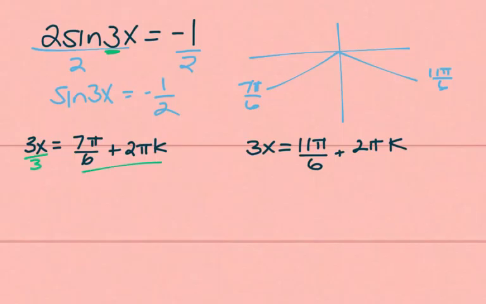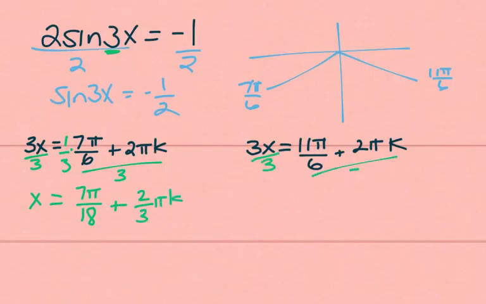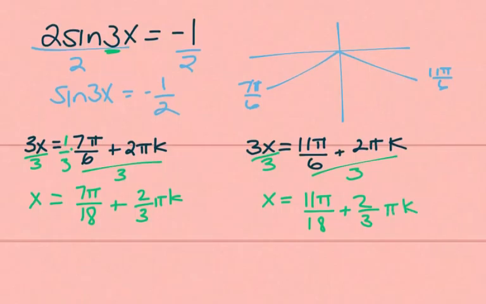Divide by 3. So that's the same thing as multiplying by a third. So 7 pi over 18 plus 2/3 pi. 11 pi over 18 plus 2/3 pi. So now this answer is happening at 7 pi over 18 and every 2/3 pi after that.